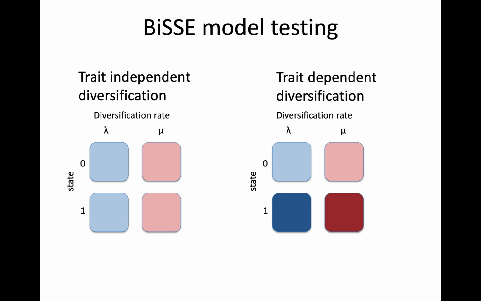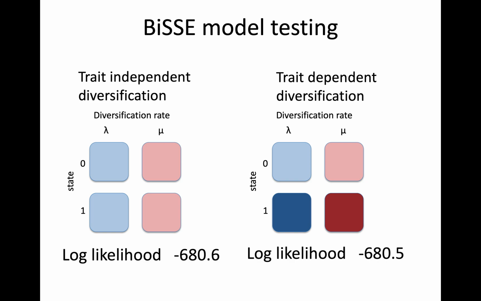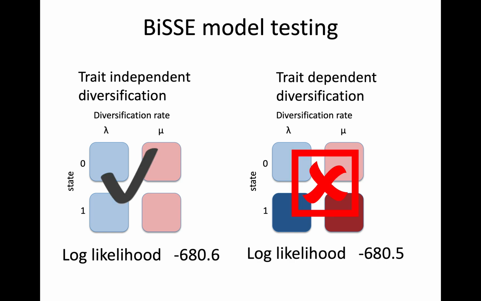So then how does that pan out when we do our model testing? Here again we have our null model of independence, and we have our trait dependent model. For example, one of them might have a log likelihood of -680.6 for the null, and the other one has a log likelihood of -680.5, which is better. These log likelihoods are negative numbers, and this one is closer to 0, so better. Well, but how much better? Not enough. We cannot reject the null.